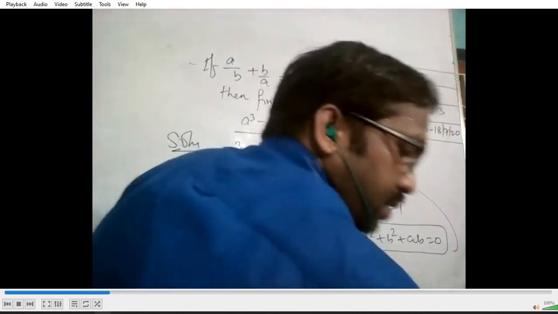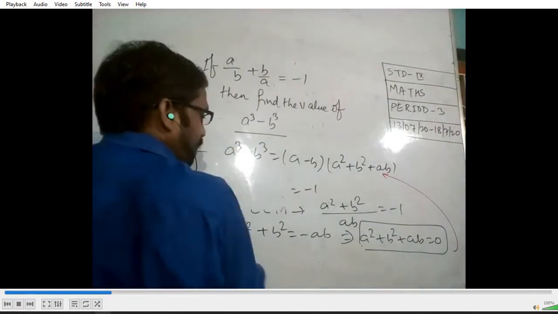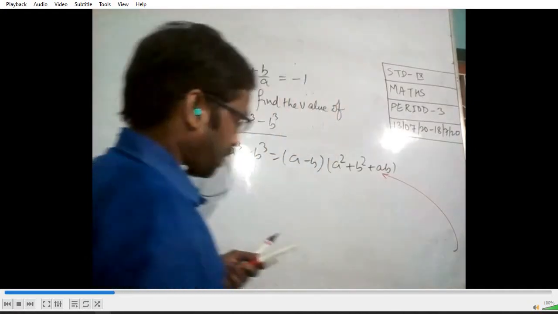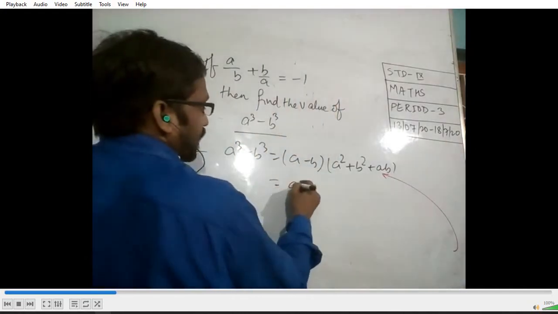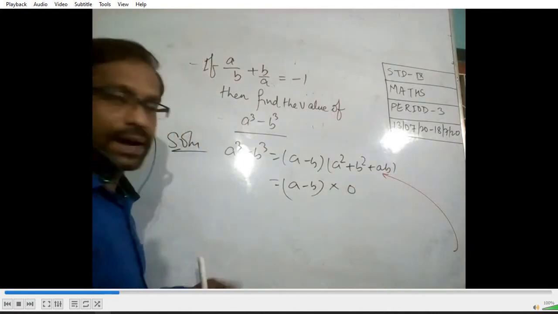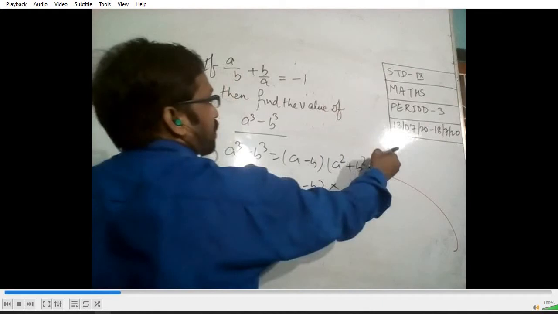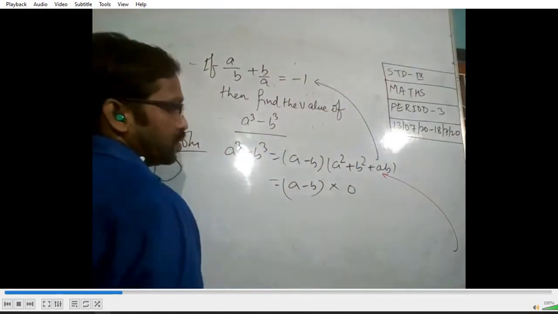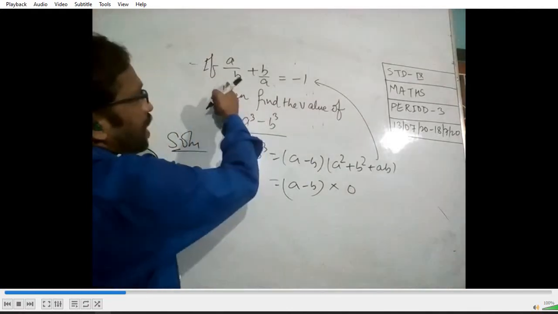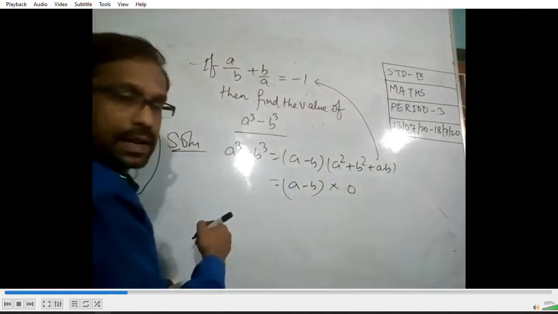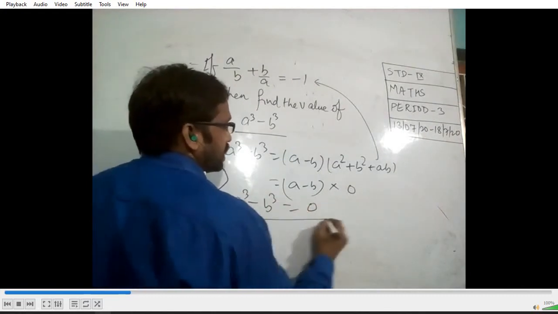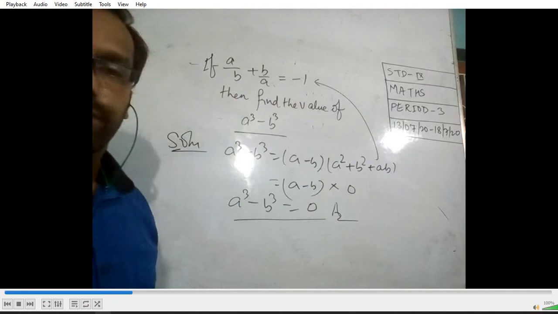So now a square plus b square plus ab is equal to 0, and we can solve this question like this. This will become a minus b into 0, because this was a factor from here. So we can say that if a by b plus b by a is equal to minus 1, then a cube minus b cube in this question is 0. So this is our one solution.